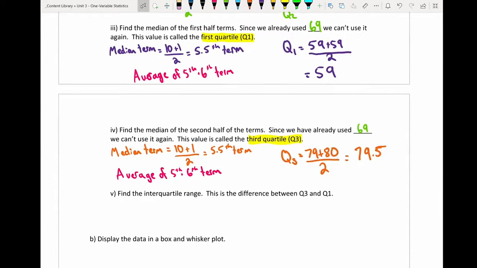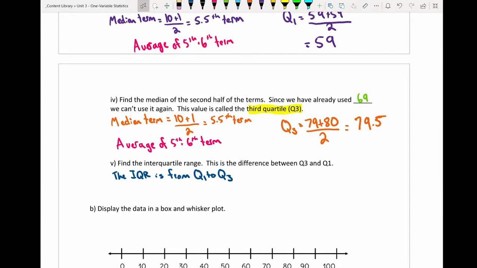The last step is to find the interquartile range. And the interquartile range, or the IQR, is from Q1 to Q3. So basically it's the range, or as we just mentioned, the difference between Q3 and Q1. And again, remember, difference means subtraction.